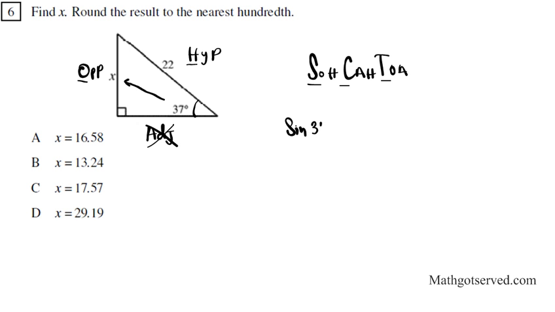So sine 37 equals opposite over hypotenuse. To get x by itself, you multiply both sides by 22. So x is going to be 22 sine 37. Just plug that into your calculator.